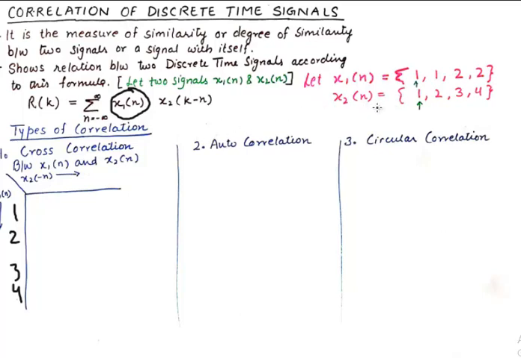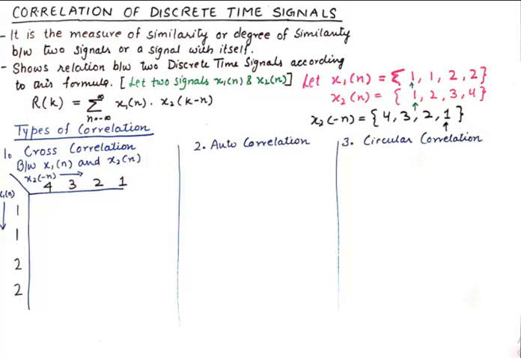So what will be the inverted version of x2 of n? That you need to find out very carefully. Now 1 is at the origin, so it will stay here, and 4 will come to minus 3, 3 will come to minus 2 sample, and 2 will come to minus 1 sample number. So this will be the inverted version of x2 of n. This is very, very important to understand, because we are going to write down the inverted version of x2 of n, and that will be 4 3 2 and 1.